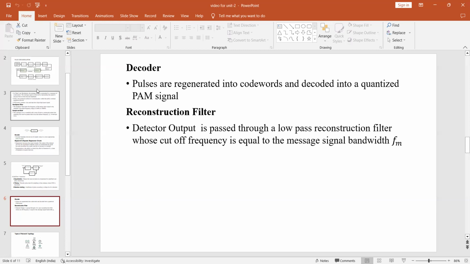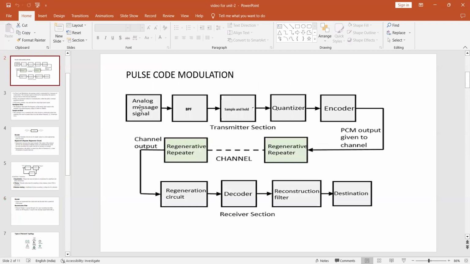So this is the general block diagram representation of pulse code modulation. This modulation technique is generally called analog to digital and digital to analog conversion process. Before this process, first the pulse amplitude modulation takes place up to the sample and hold technique. After that, the quantization and encoder processes are the unique processes of the pulse code modulation technique.